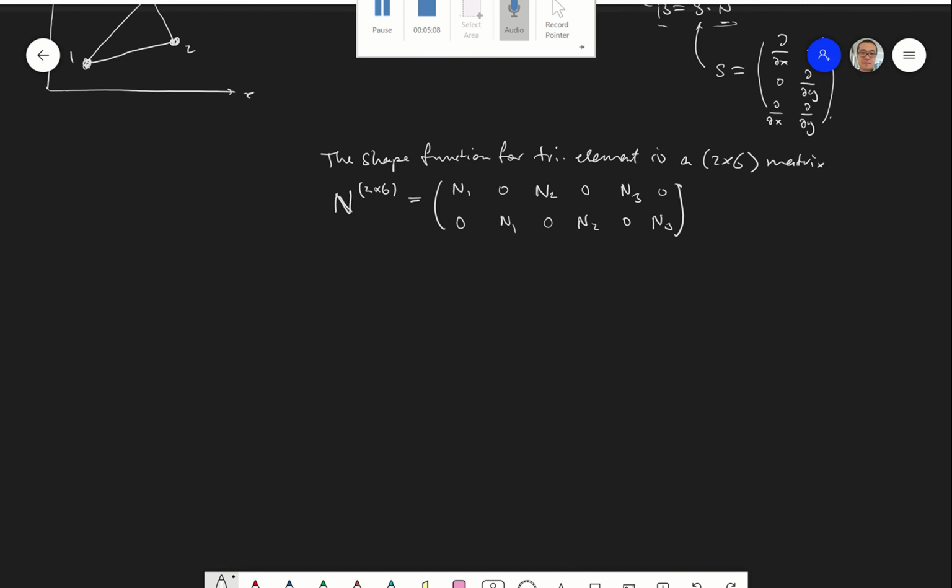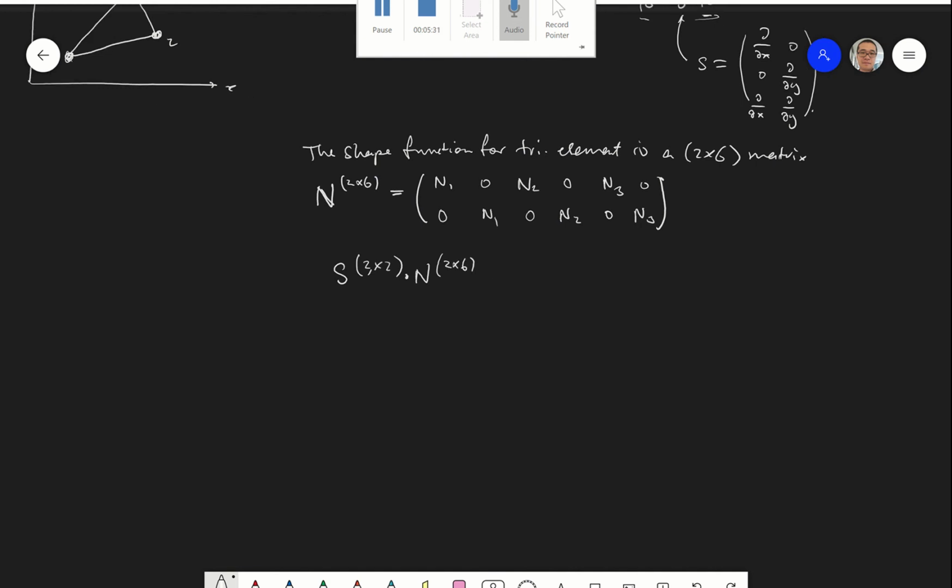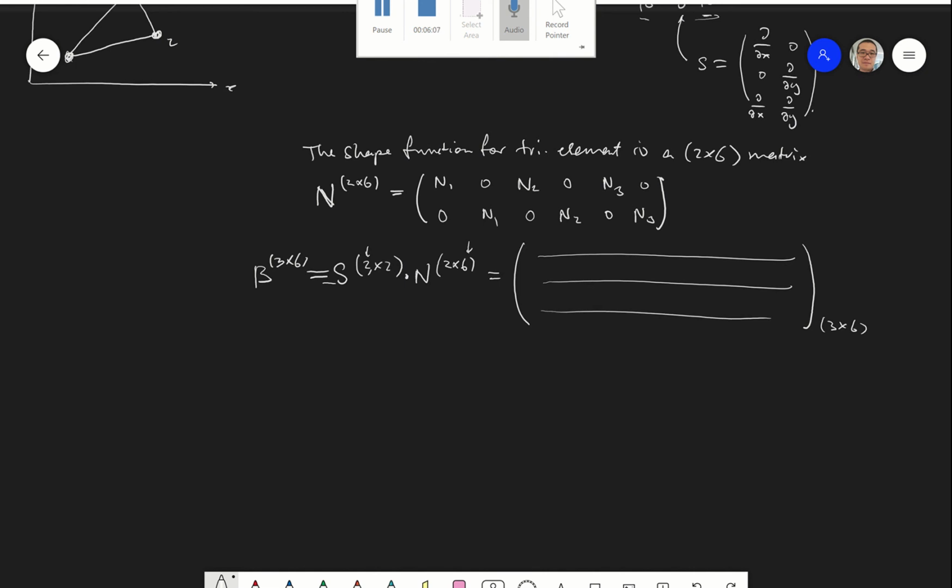Well, before we go into more details, if we have S, which is in this case a 3 by 2 matrix, and N is a 2 by 6 matrix, what we're going to get out is this B matrix, which will be given by 3 by 6, because all these 2 got condensed in the matrix operation. So B will be a 3 by 6 matrix. So B will look something like this. So we will have 3 rows and 6 columns.